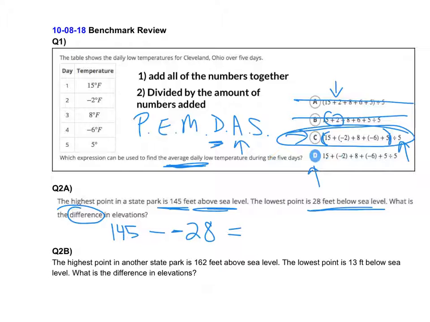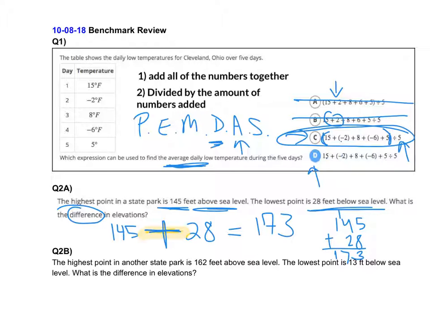Now this is the neighbor rule. You have neighbors when there are 2 signs and there's no numbers in between them, like what we see below. And so a double negative using neighbors is actually going to be a positive. So it's actually 145 plus 28, and that's equal to 173. If you don't like adding horizontally, you can stack it up on top of each other and you should get the same thing. There we go.